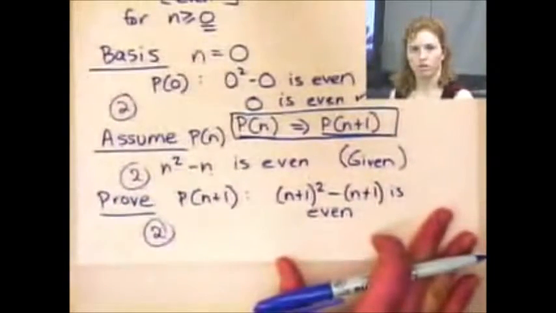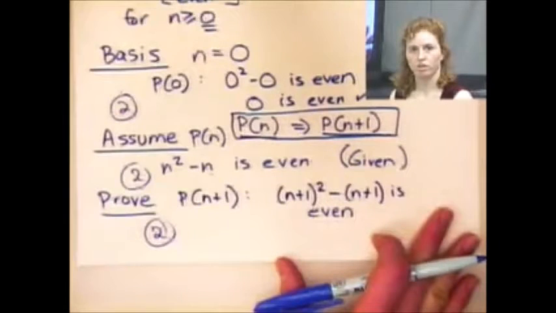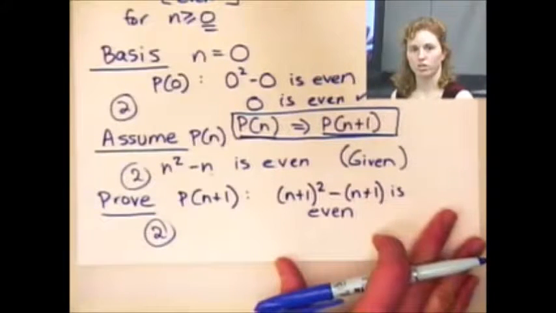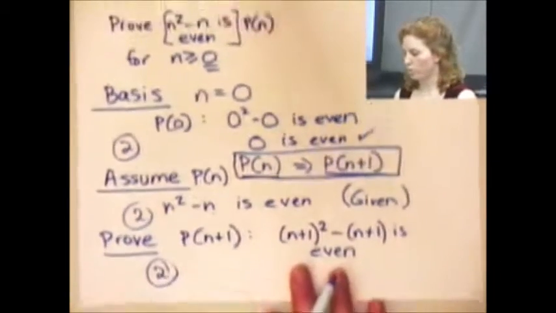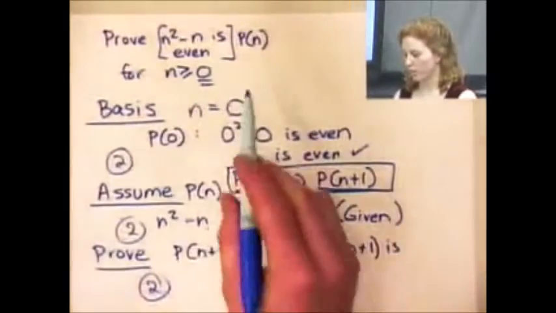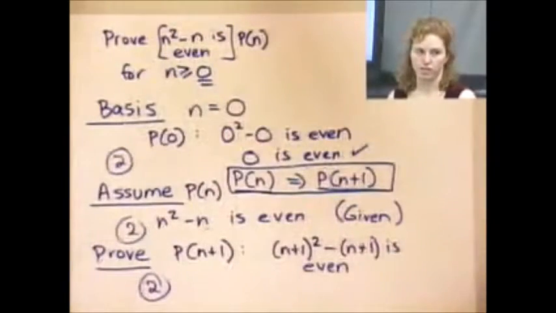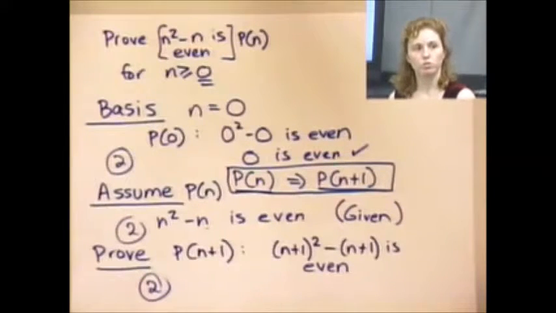Can you repeat where that P of n plus 1 comes from? Or that P parentheses n plus 1? Well, in the problem definition, P of n is the statement that n squared minus n is even. That's a predicate that has a variable n. So P of n plus 1 is the very same statement, except wherever I have an n, I have to plug in n plus 1.